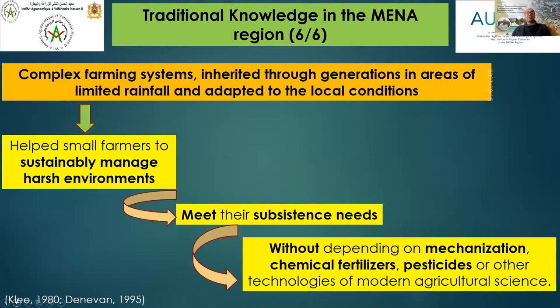Complex farming systems inherited through generations in areas of limited rainfall and adapted to the local conditions helped small farmers to sustainably manage harsh environments, to meet their subsistence needs, as we already said, and without depending on mechanization, chemical fertilizers, pesticides, or other technologies of modern agricultural science.